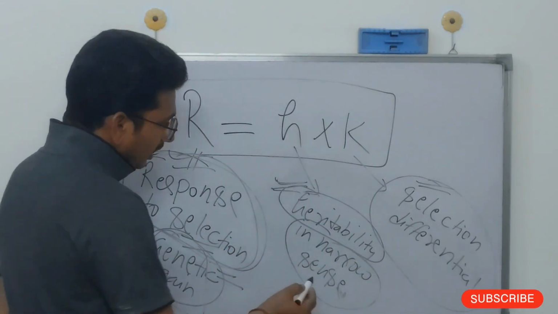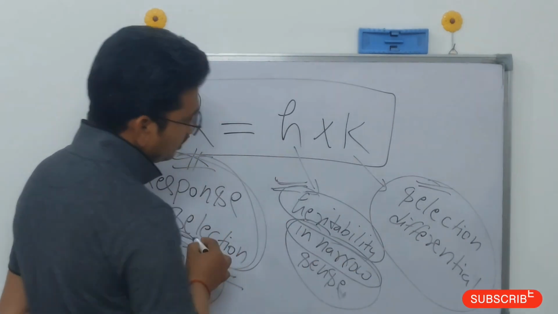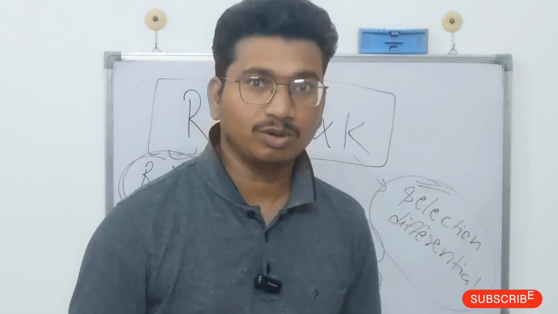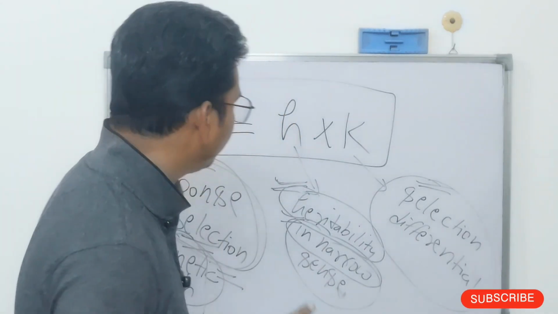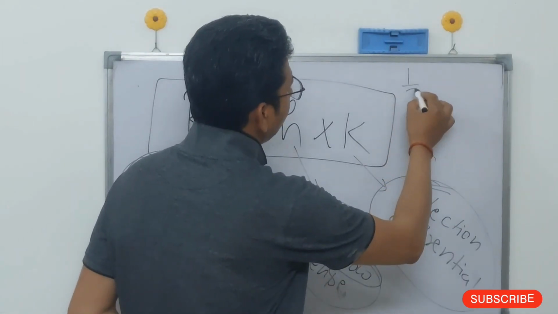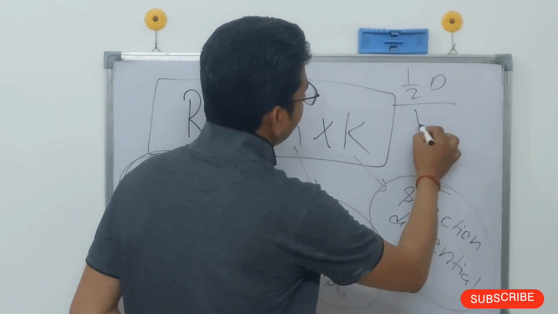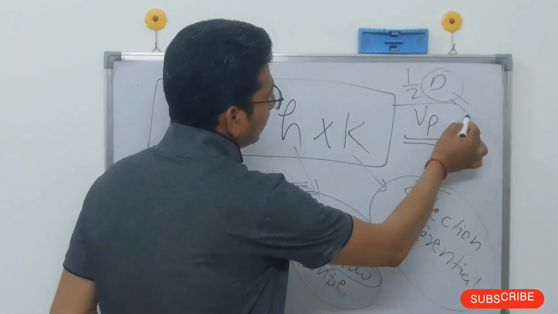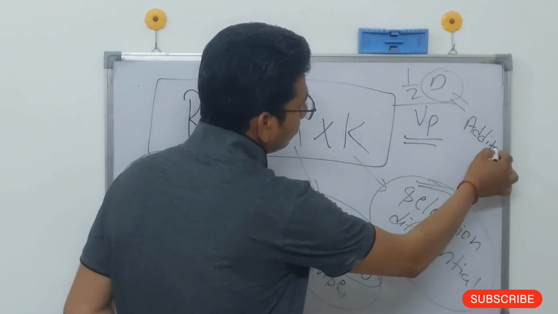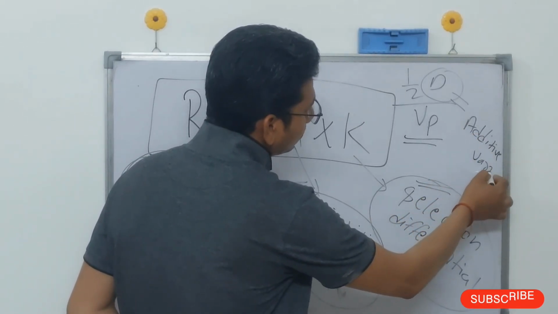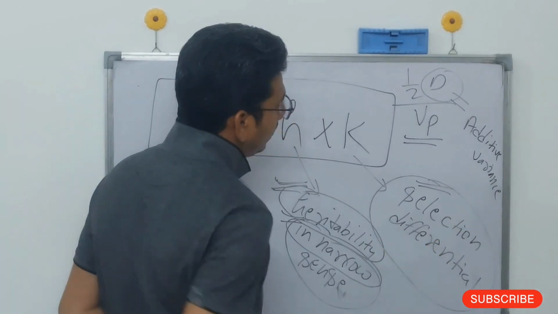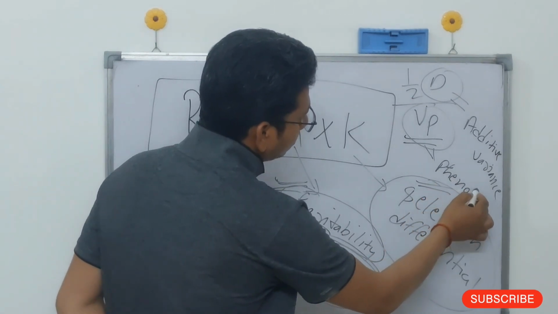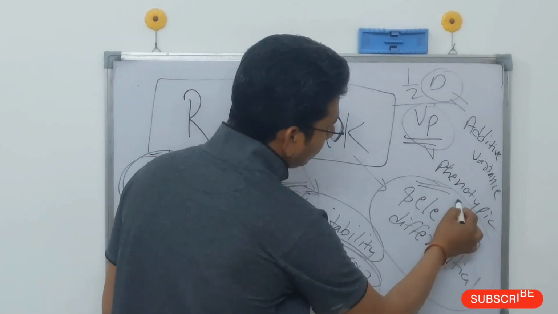Here, the heritability in narrow sense means it is calculated from the segregating population, and it is calculated by 1/2 D divided by Vp. Here D is additive variance and Vp is phenotypic variance.